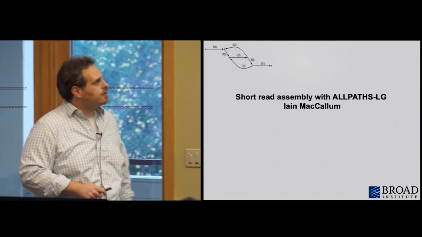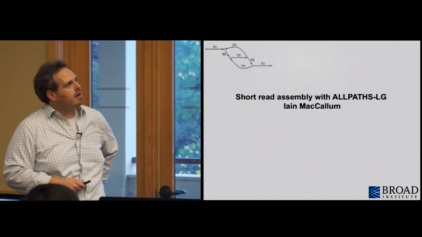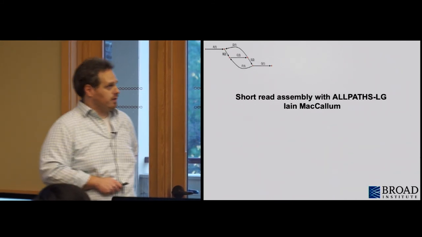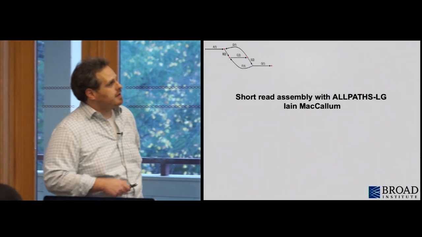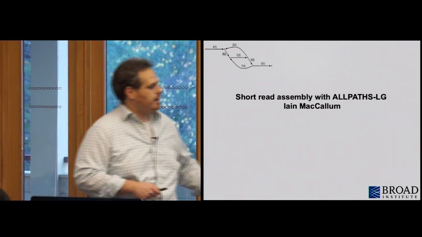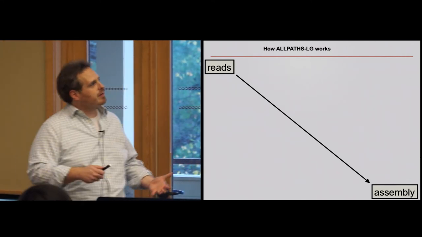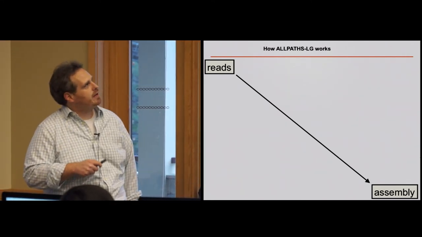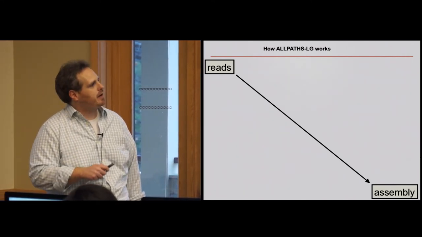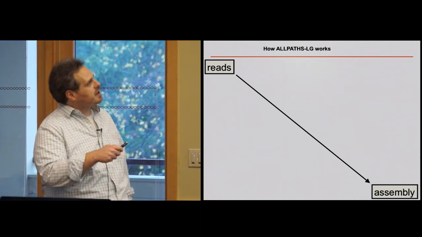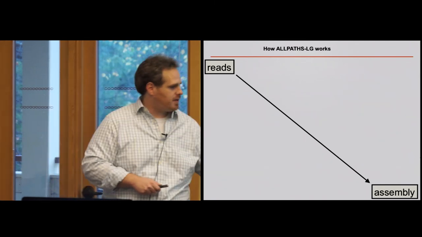Okay, so we're going to go through just a few slides on AllPaths, give you a sense of how it works, what it does, and then we'll transition to the Celera assembler. Again, a lot of these slides come from a good friend of mine, Ian, at the Broad. So just like all other assemblers, the key input will be a set of different reads from different libraries, and we want to take this into a genome assembly. Along the way, there's going to be a whole series of steps. Let me point out some of the most important ones.